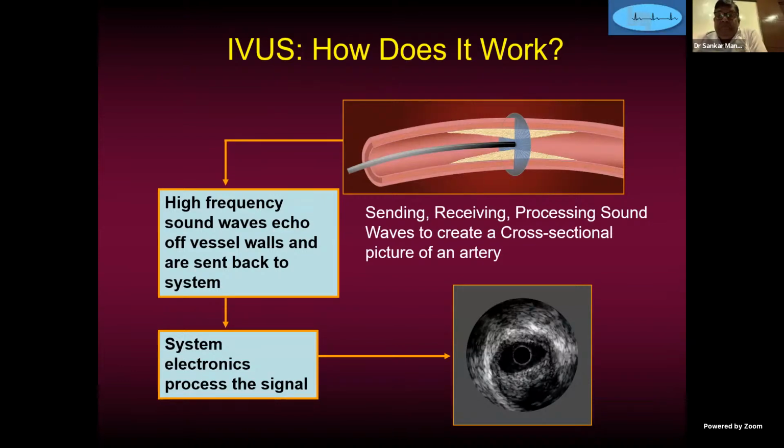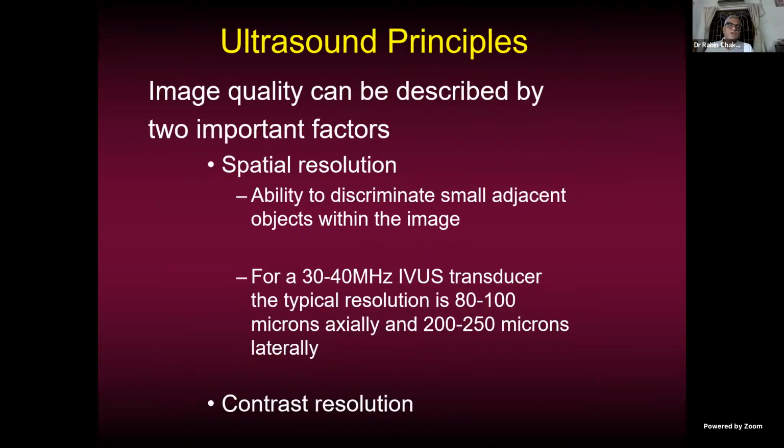As I said, high-frequency sound waves echo off the vessel wall and are sent back to the system, sending, receiving, processing the sound wave to create a cross-sectional picture of an artery. And then all these cross-sectional pictures are connected. Therefore, you get a longitudinal length of the artery with its normality as well as the abnormalities. Image quality can be described by two important factors. One is spatial resolution, which is the ability to discriminate small adjacent objects within the image. For a 30 or 40 megahertz IVUS transducer, the typical resolution is 80 to 100 micron axially and 200 to 250 micron laterally.